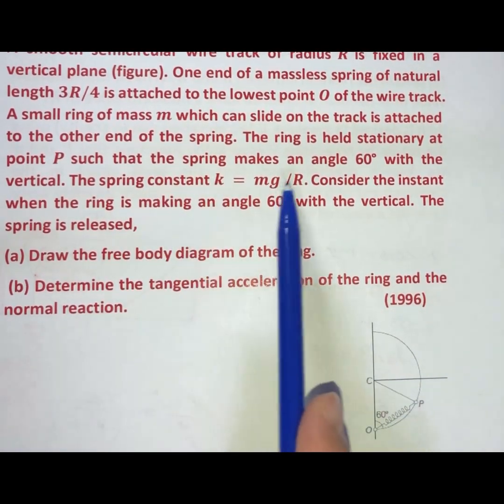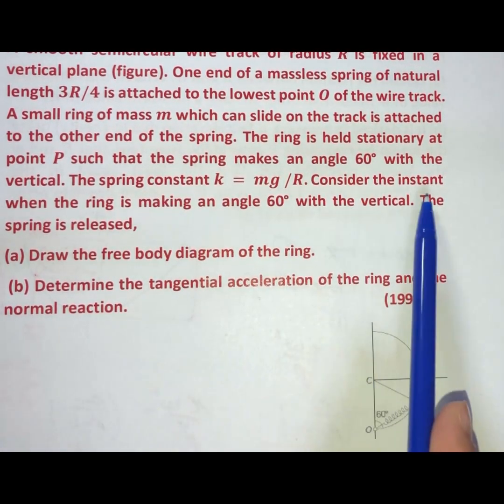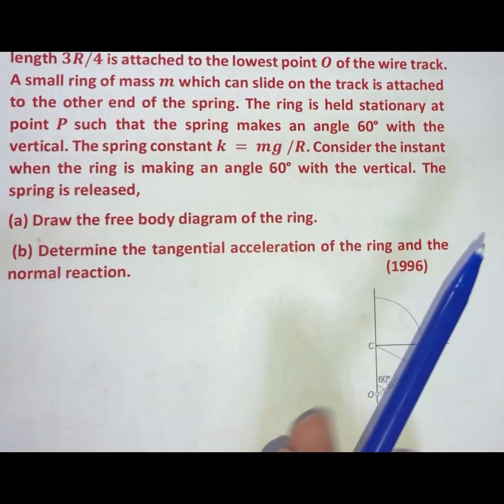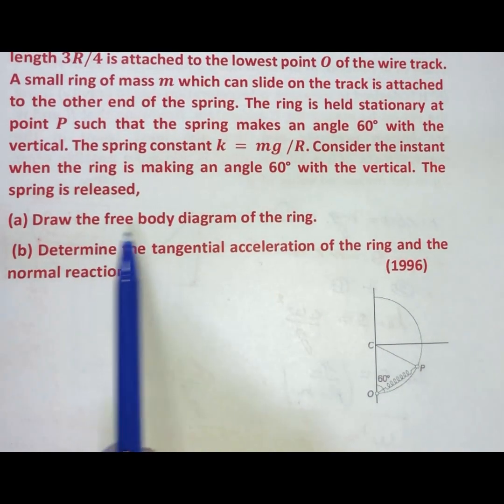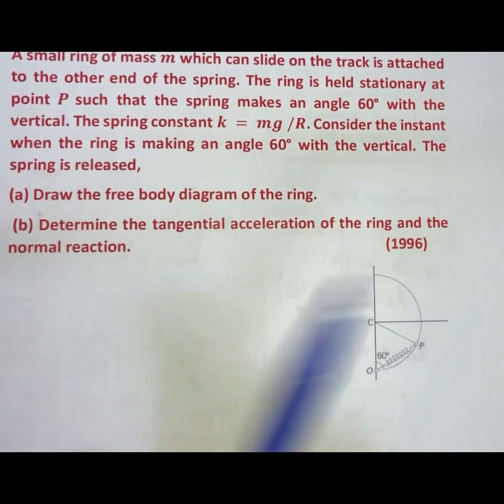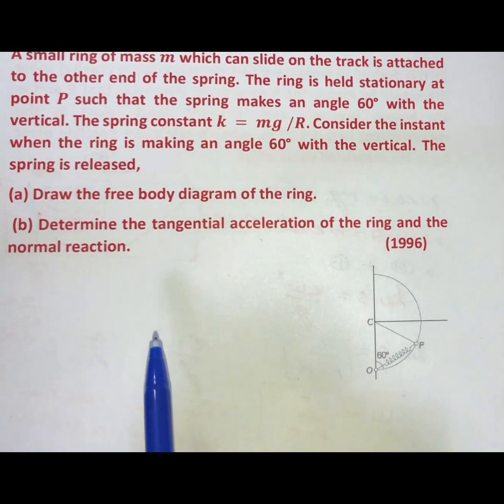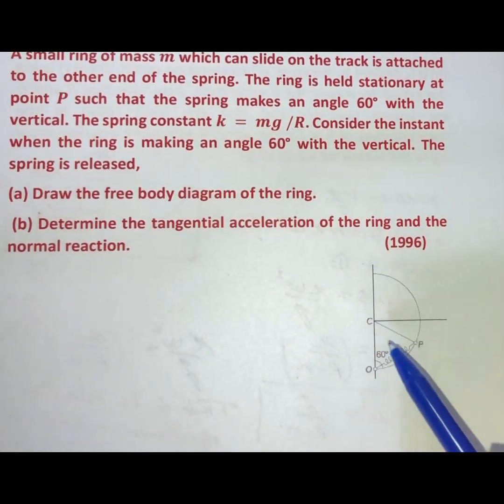The spring constant K is mg by r. Consider the instant when the ring is making an angle of 60 degree with the vertical. The spring is released. Draw the free body diagram of the ring and determine the tangential acceleration of the ring and the normal reaction. So this is a semicircular wire.